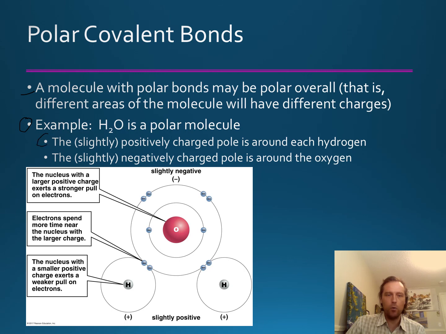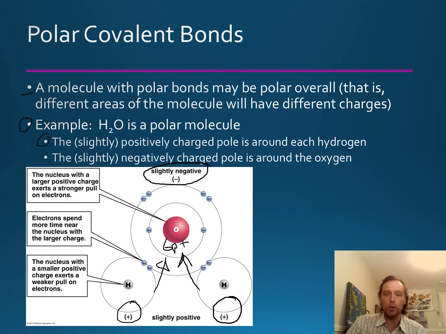So what this means is, bullet 1, the slightly positively charged pole is around each hydrogen atom. So the hydrogen is slightly positive. I'll indicate that down here. Slightly positive around this hydrogen atom, and the other hydrogen atom is also slightly positively charged. Why is that? It's because their electrons spend more time around the oxygen over here. The oxygen has 6 protons, right? And so those 6 protons are going to be more effective at attracting these electrons. So there's a slight negative charge around this oxygen right there.